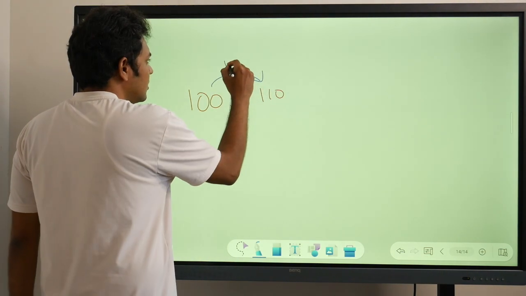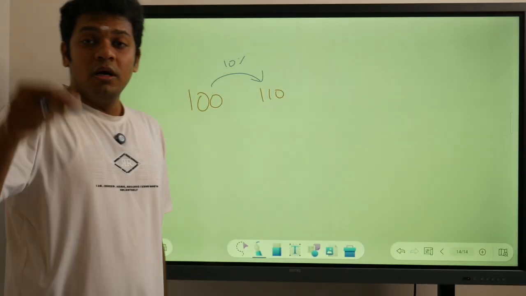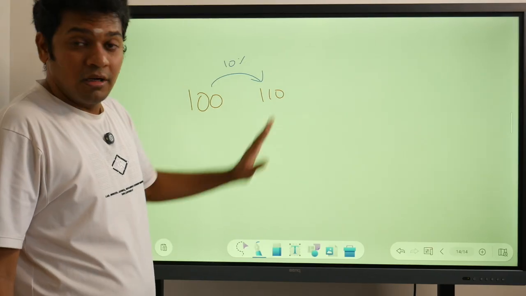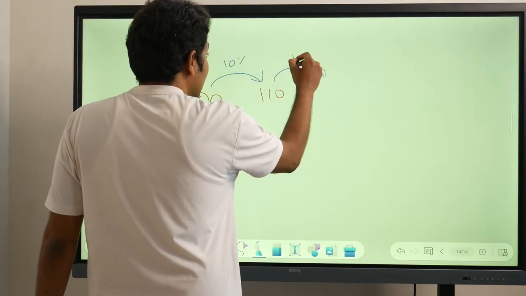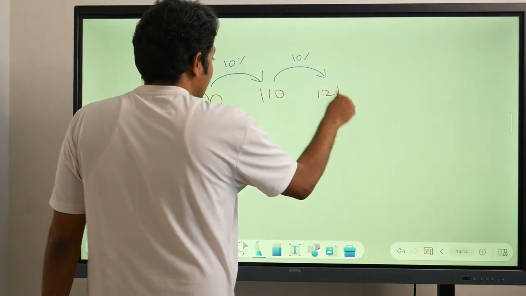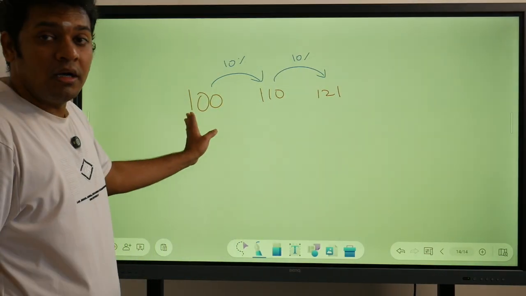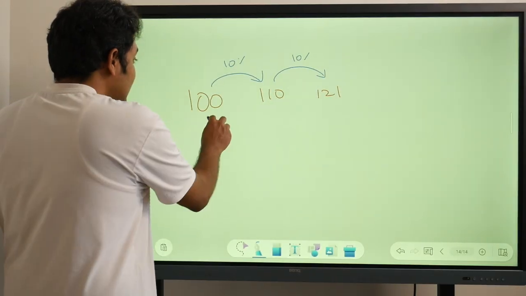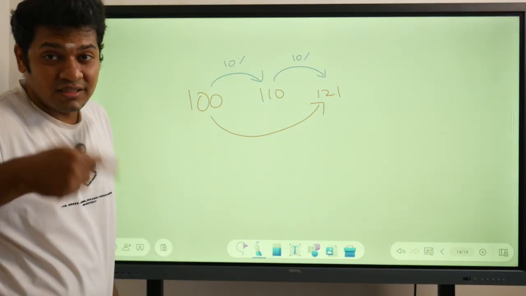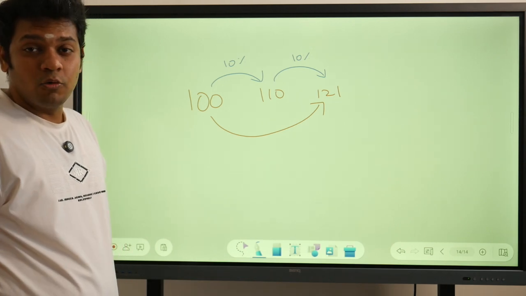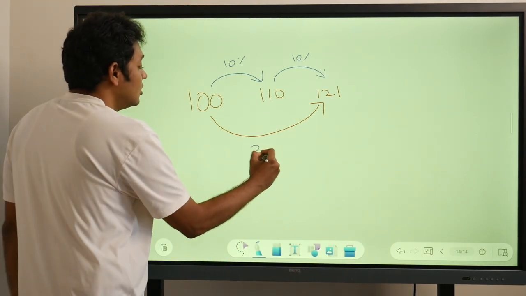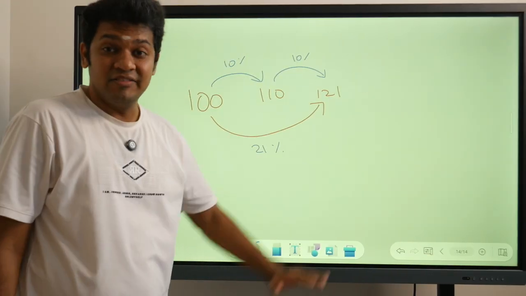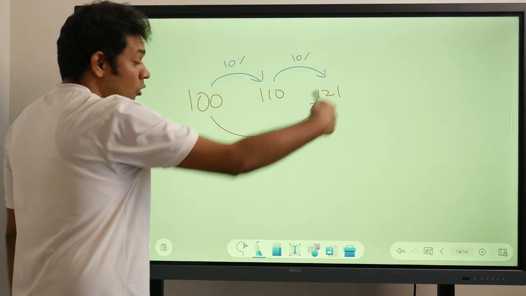110. Because 10% increase. Now, the next 10% is not on the 100, it is on the present value, the value after 1 year. So from this 110, you will increase 10%. It becomes 121. Okay. So 100 becomes 110, 110 becomes 121. So the overall increase is not 20%. Two successive increases of 10% is not equal to an overall increase of 20%. It is 21%. Got it? So this is successive increase. If it is 10 and 10, overall is not 20, it's 21.